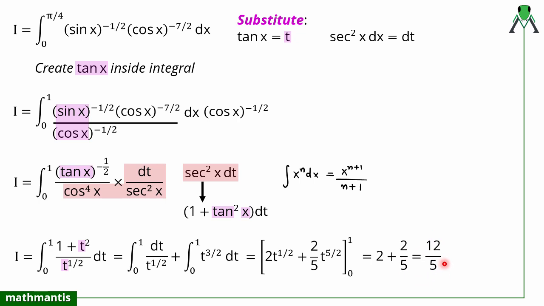So in this way we can easily solve this question. Remember the concept: sin x raised to power m multiplied by cos x raised to power n, where m plus n is a negative even integer and m and n are both fraction values.